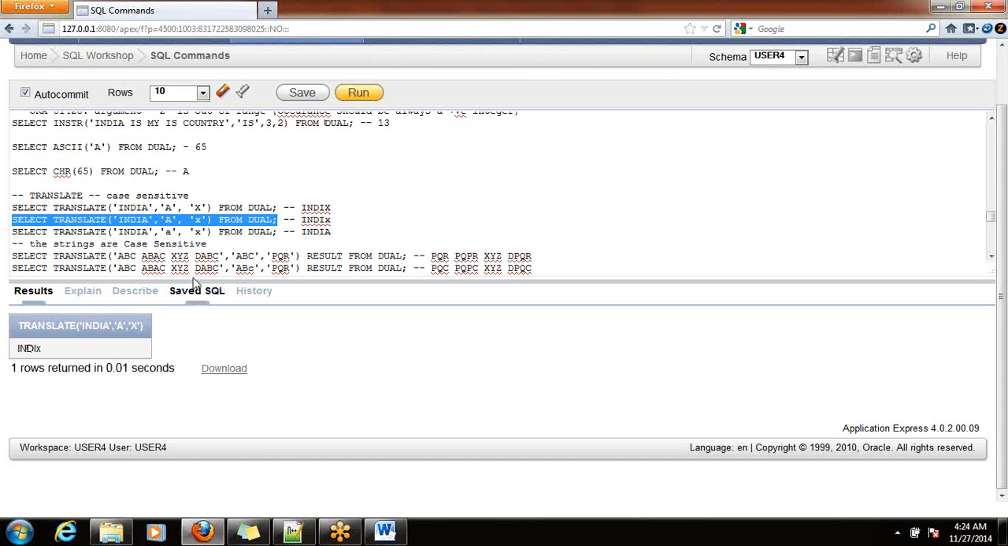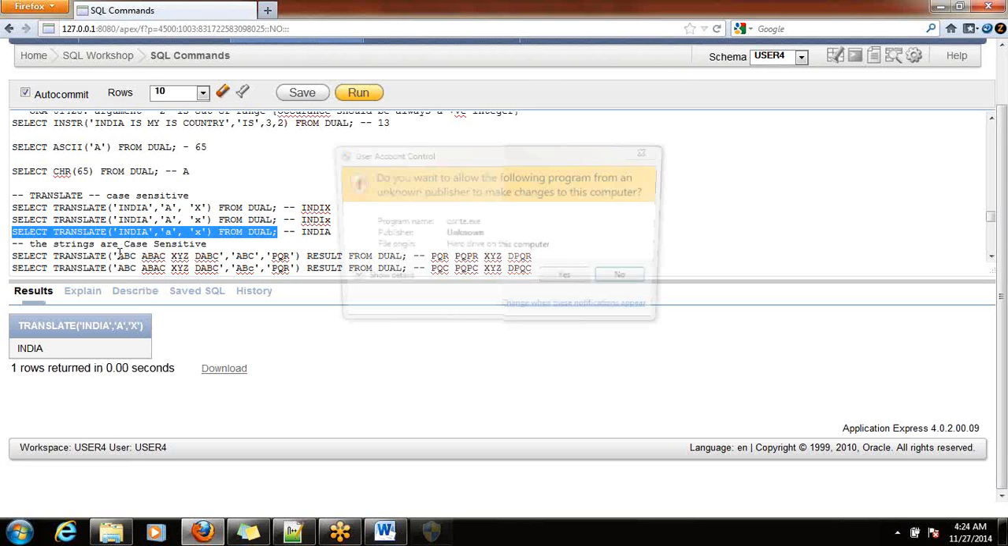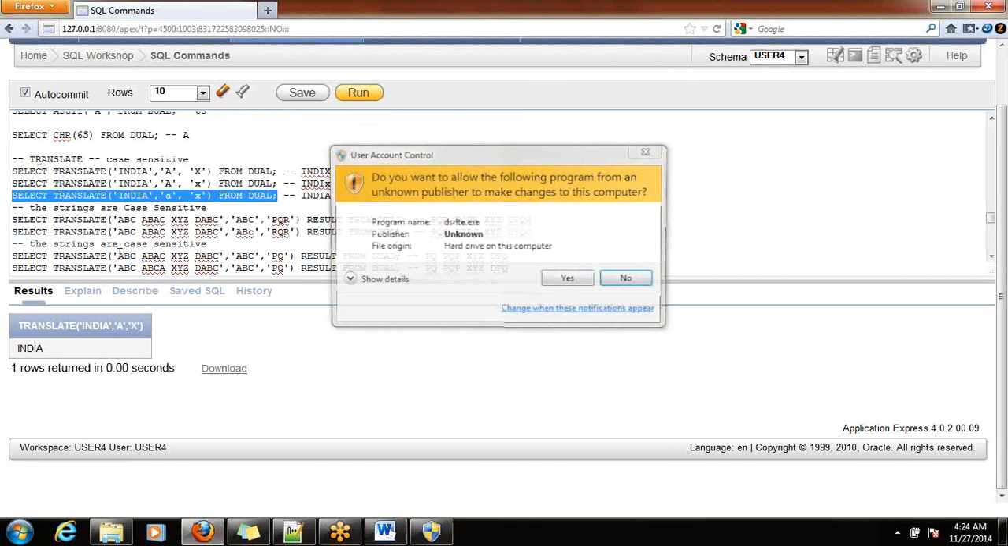And now I am going to give small a over there. Small a is actually not available, right? So the actual string is not affected and it will show the same, because it is case sensitive, as I told you.